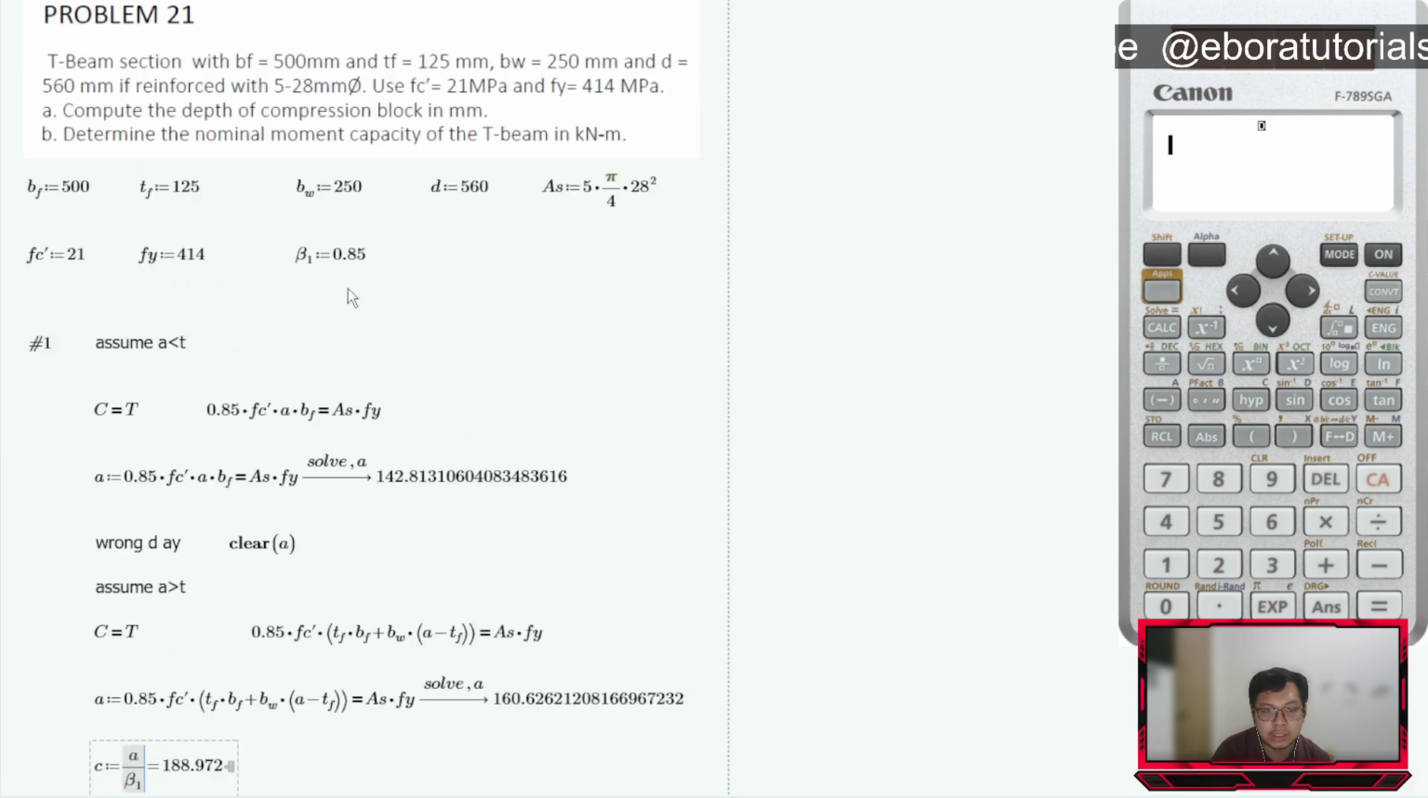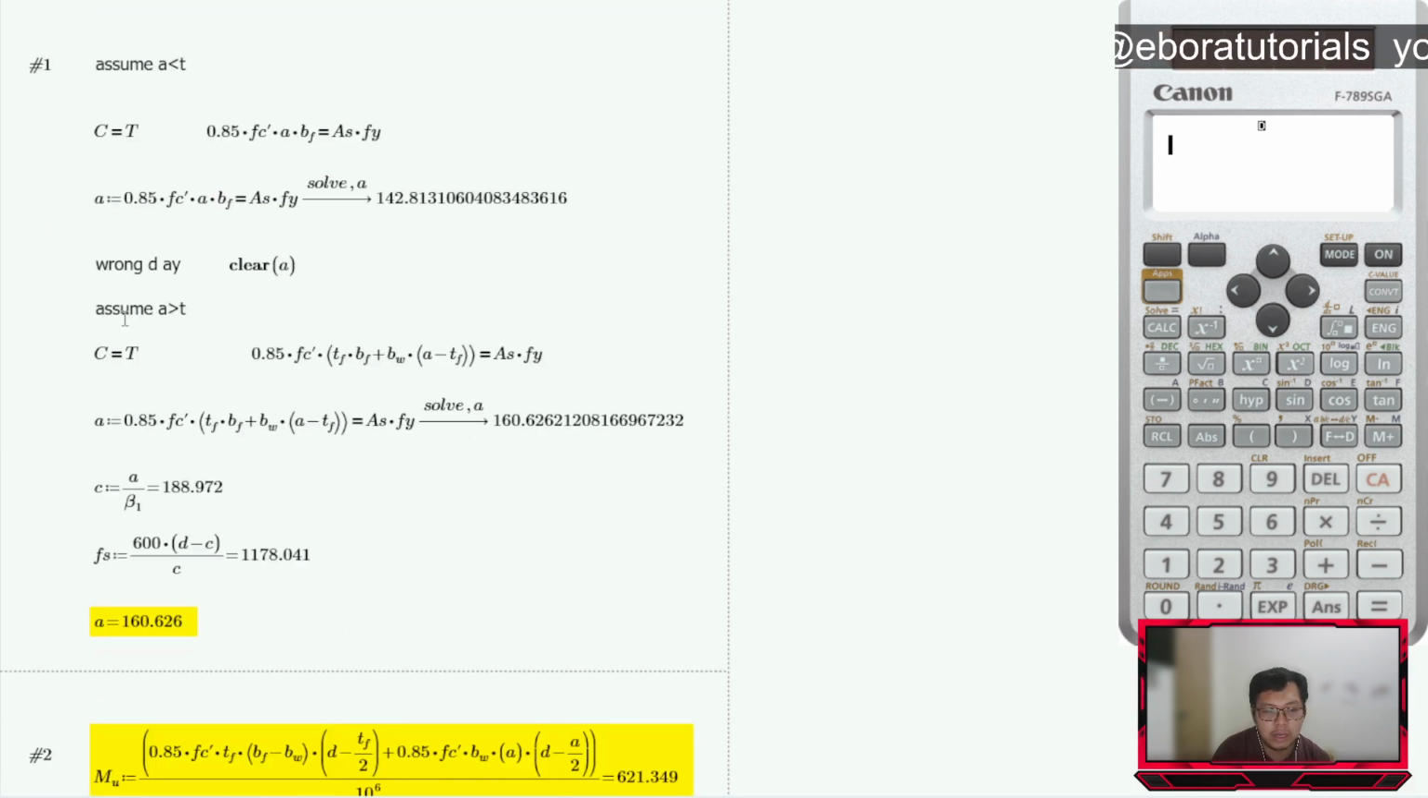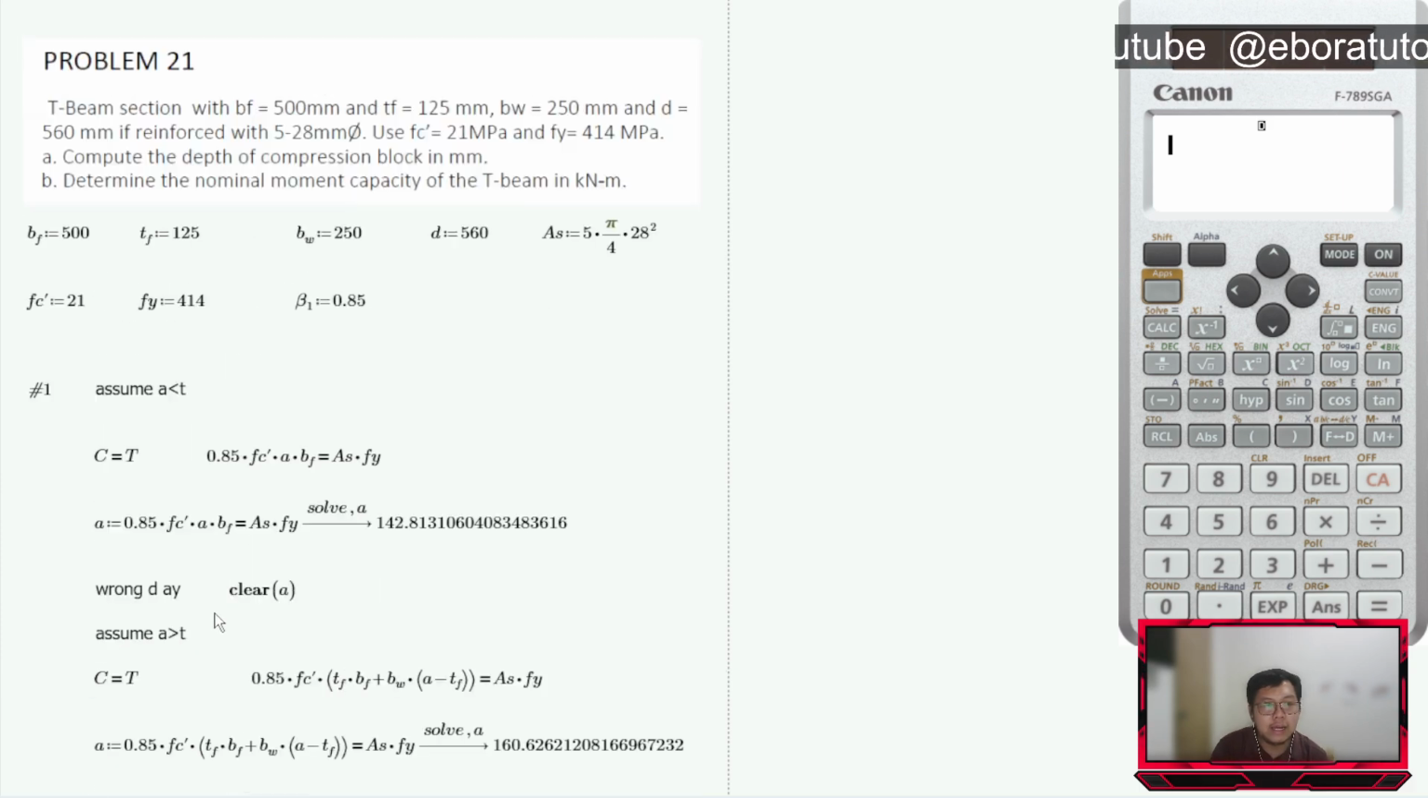Our beta 1 is still 0.85 kasi FC prime is 21 man. So after solving for C, you get the actual stress na 600 (d minus c) over c. You'll get 1,100, meaning lumagpas talaga. No? Lumagpas siya sa yield. So meaning nag-yield, meaning you can use yung A. Tama yung assumption natin dito. Kasi pag hindi yan nag-yield, let's say ang nakuha mong Fs dyan is 200, meaning you cannot use this equation. Palitan mo to, itong Fy, palitan mo yan ng 600 (d minus c) over c. But anyway, mag-yield man yan basta T-beams. So you have, tama.